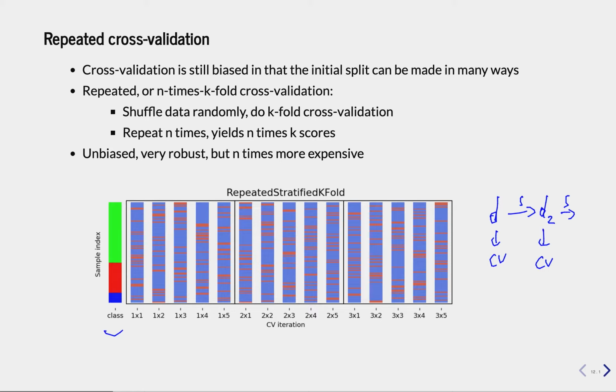You get something like this. So in this case, we have 3 times 5 cross-validation because you have 3 repeats each time doing 5-fold cross-validation. We call it n times k-fold cross-validation. This is typically, in many cases, the best thing to do. It's relatively unbiased, so the more repeats you do, the better. It's very robust, but also it's more expensive because, of course, you have to build more models.